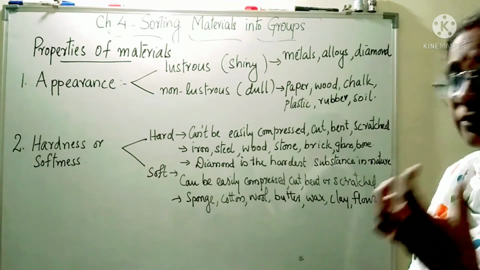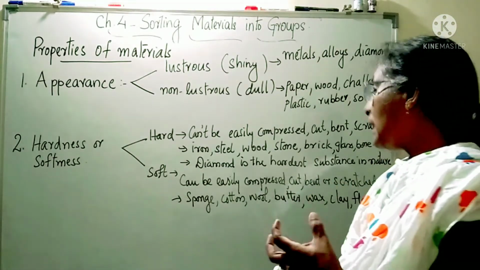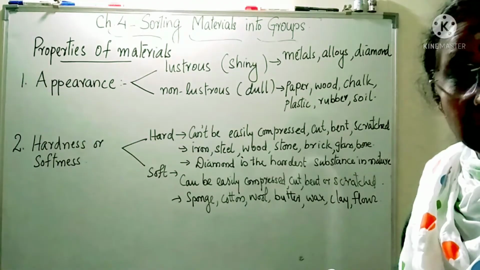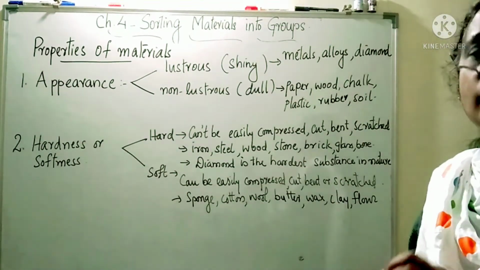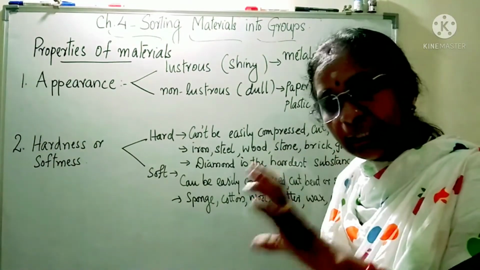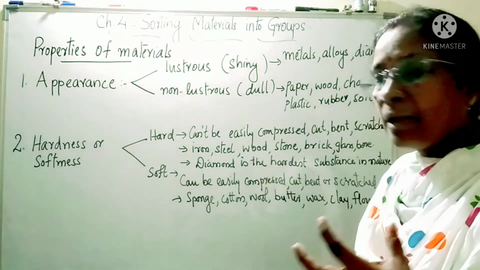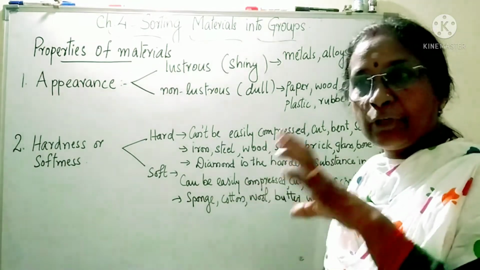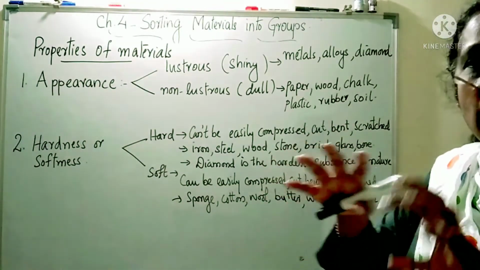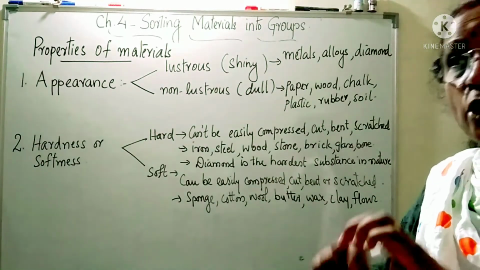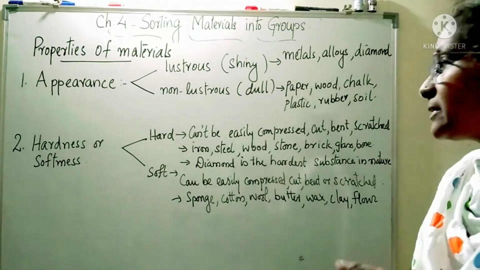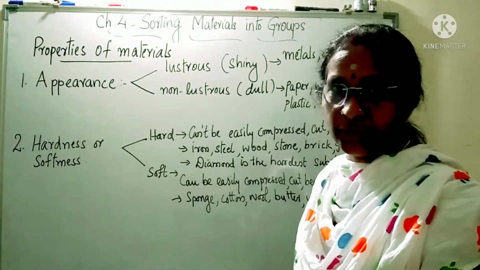Okay, so the things which can be easily compressed, or you can cut into pieces, or you can bend easily, such things are called soft materials. Soft materials are, when you touch them, you feel comfortable. Whereas hard materials means when you touch, you feel that it is difficult to press or compress it. You cannot bend it easily. You cannot cut it easily. Such things are called hard substances.